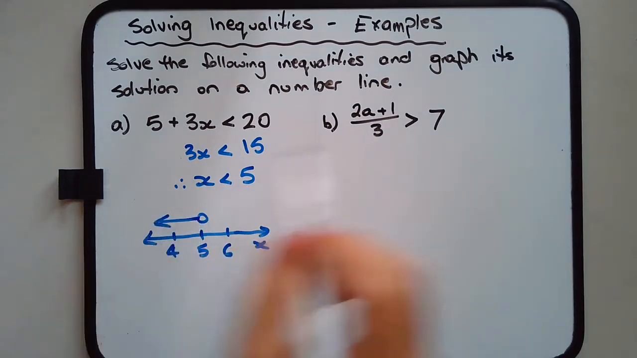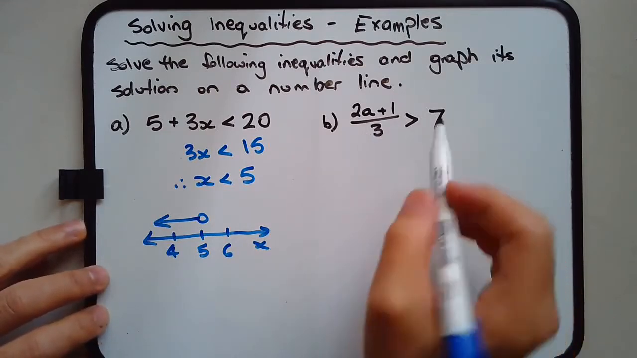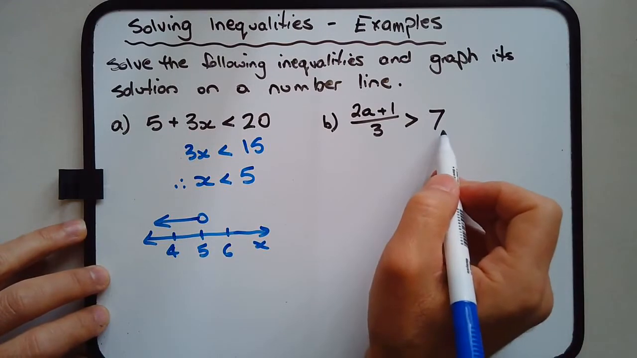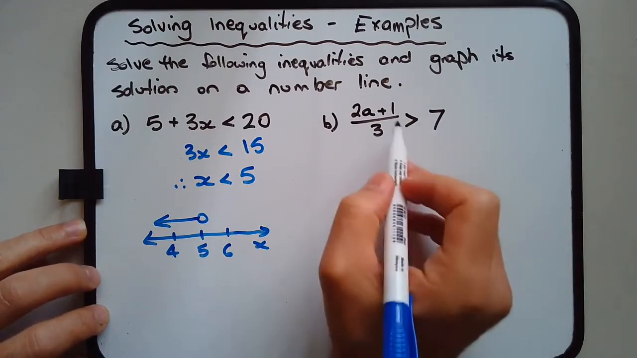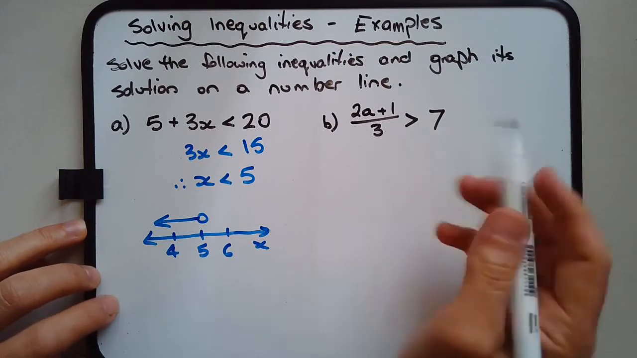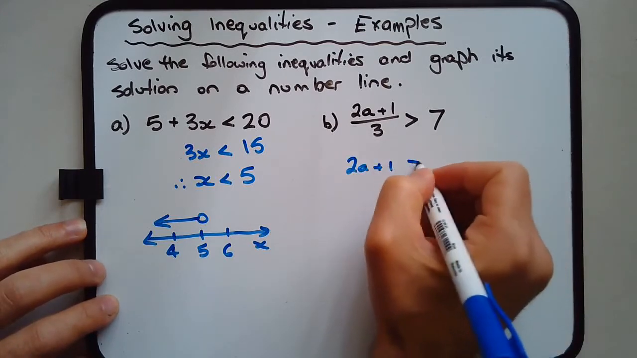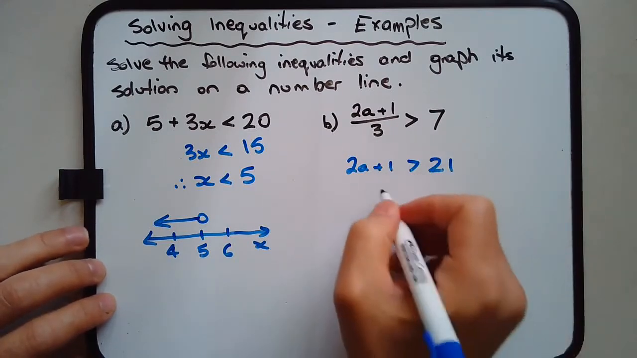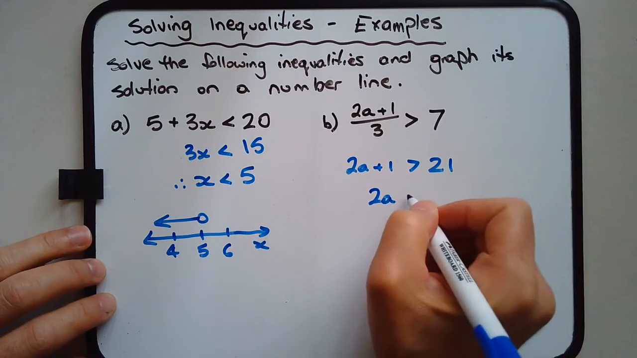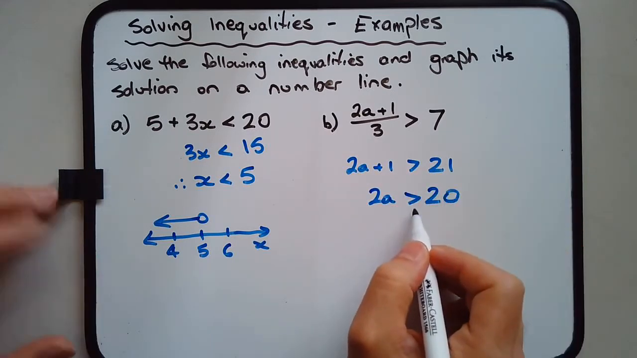Let's have a look at part B. 2a plus 1 over 3 is greater than 7. Multiply both sides by 3. Again, because we're multiplying by a positive constant, the direction of the inequality sign is maintained. So we have 2a plus 1 is greater than 21. There we subtract 1 from both sides. So 2a is greater than 20. Again, the direction of the sign is maintained.